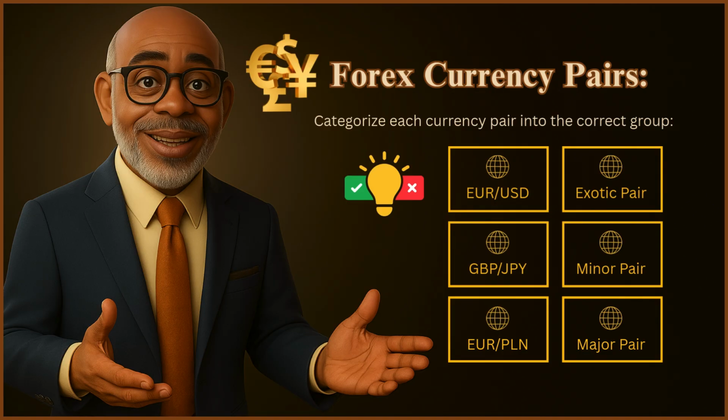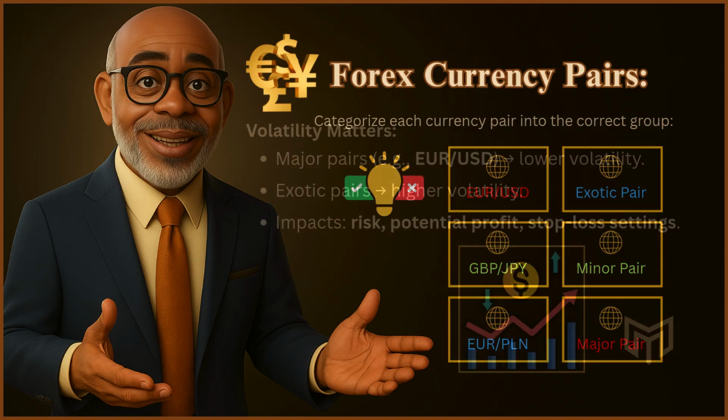Knowledge check. Here's your challenge. Categorize each currency pair into the correct group. You have 10 seconds. Here are the correct answers. The euro over the US dollar is a major pair. The British pound over the Japanese yen is a minor pair. And the euro over the Polish zloty is an exotic pair.